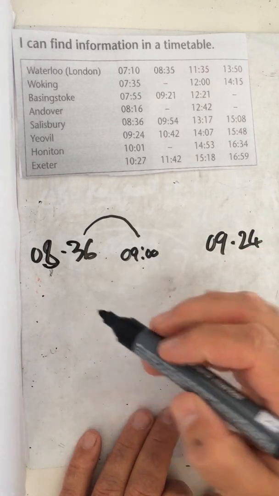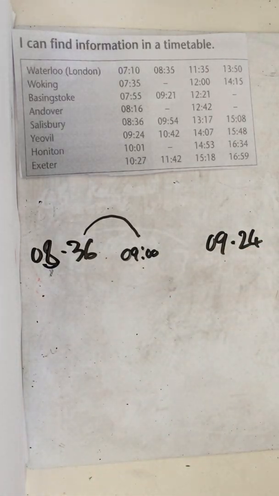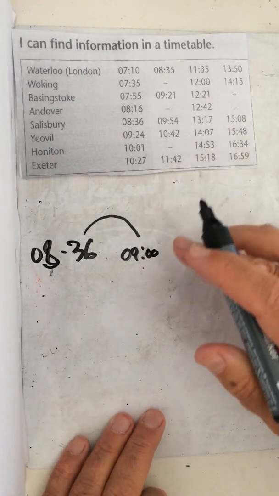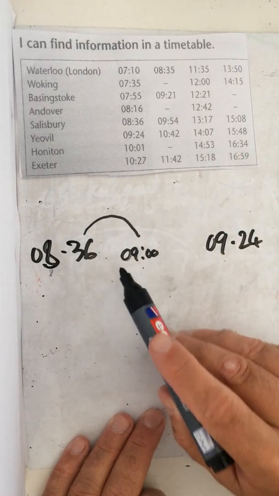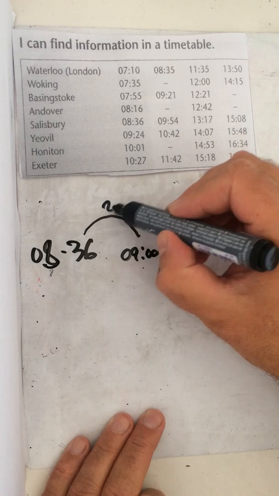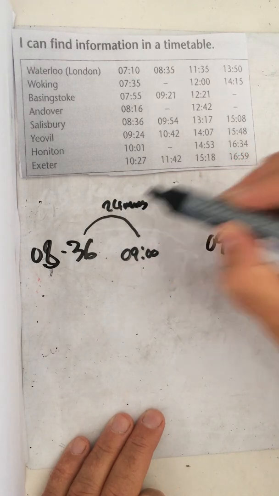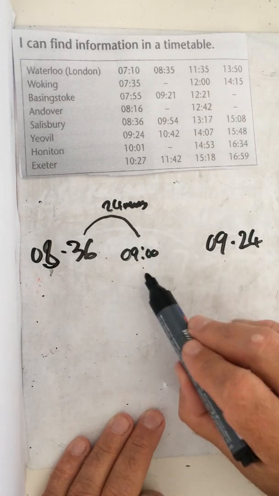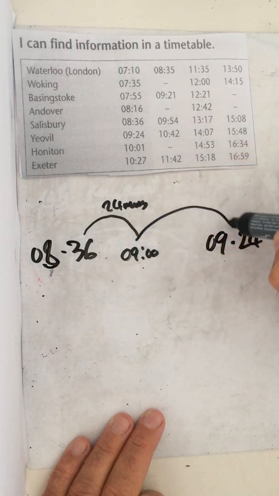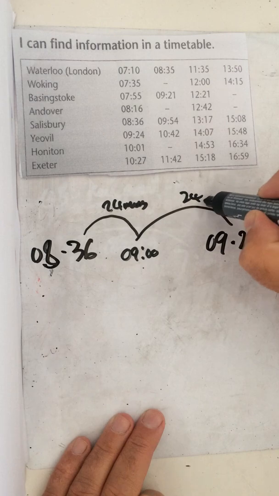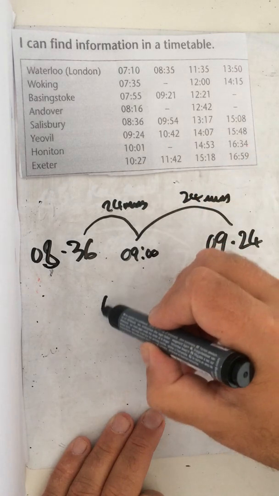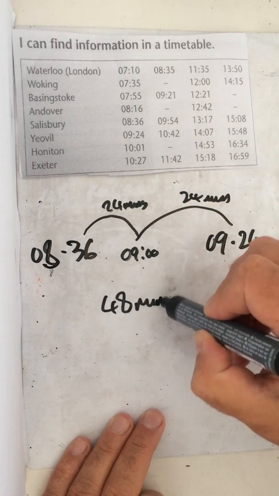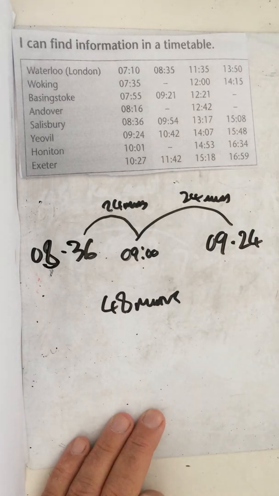So I've got from 36, now remember there are 60 minutes in an hour, okay? So how am I getting from 36 to 60? Okay, I'm adding 24 minutes, okay? And then from 9 o'clock to 9:24, adding another 24 minutes, okay? So that's a 48-minute journey, okay?